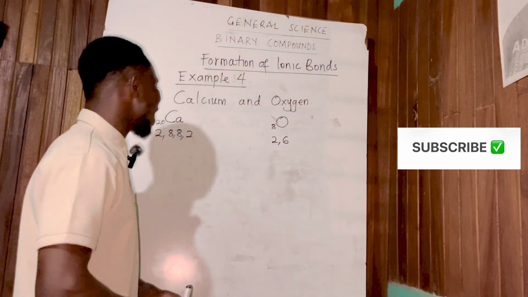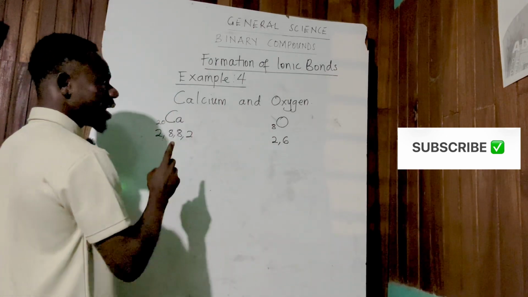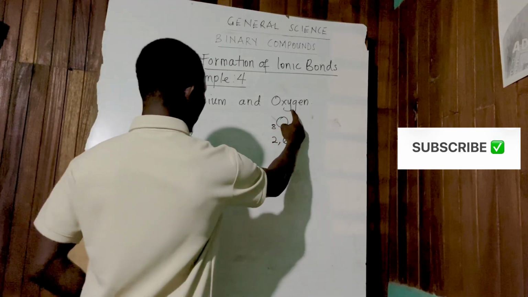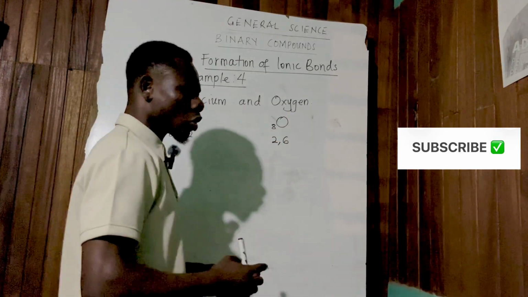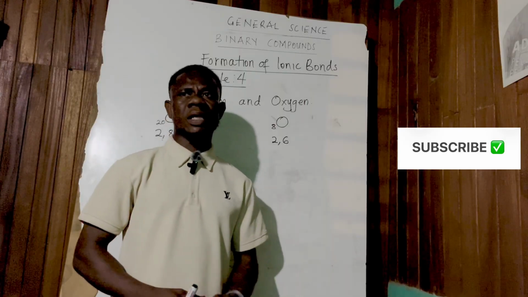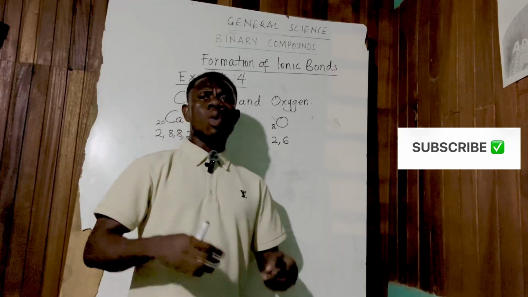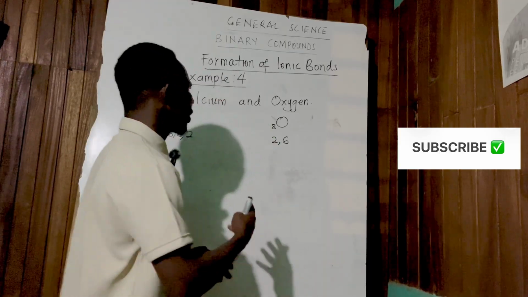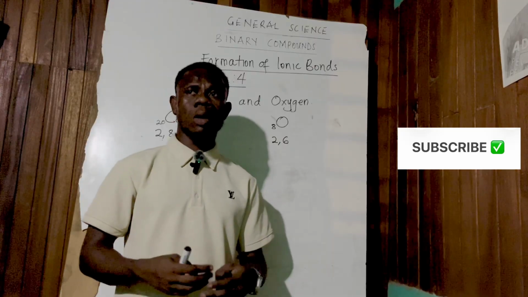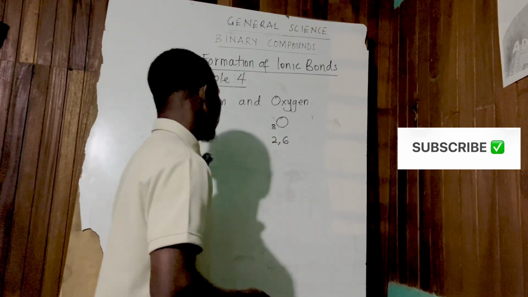Now, we are saying that the first element is a metal and the second element is a non-metal. That is why ionic compounds contain metals and non-metals. The main aim of this bonding is to achieve stability, or to achieve a stable electronic configuration.